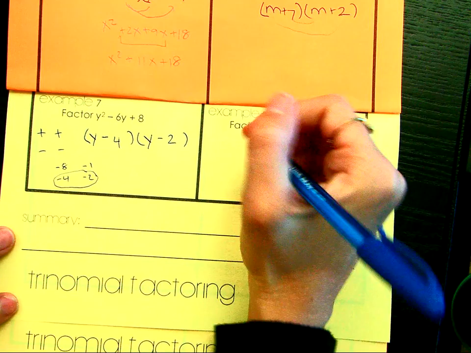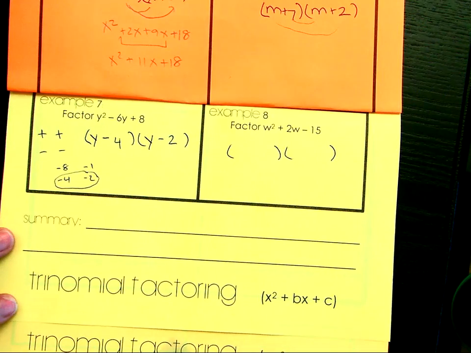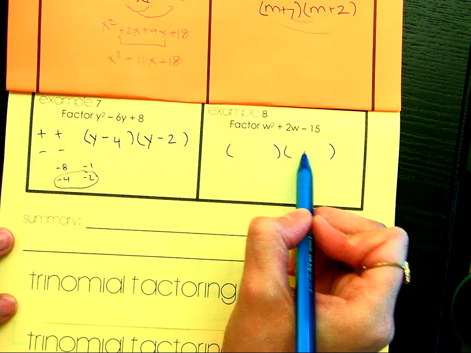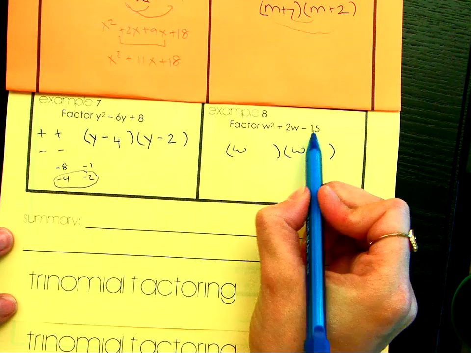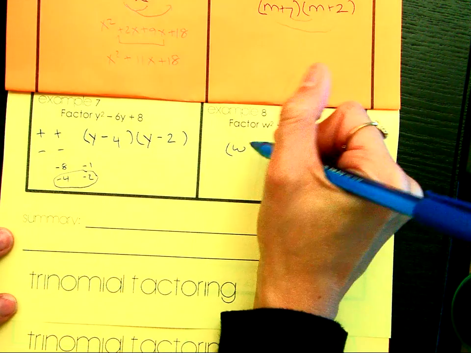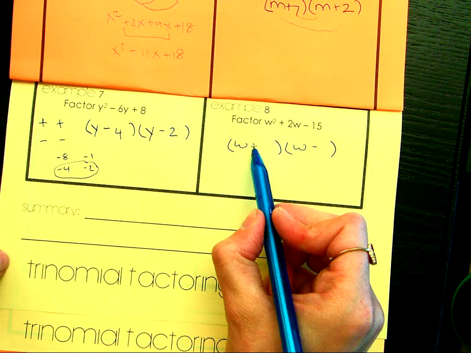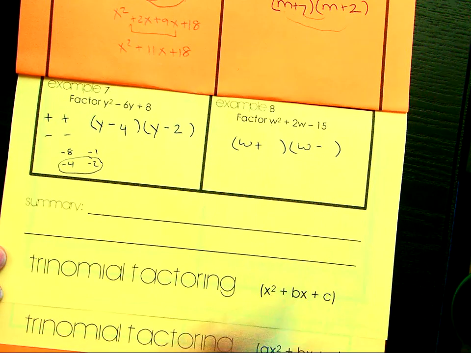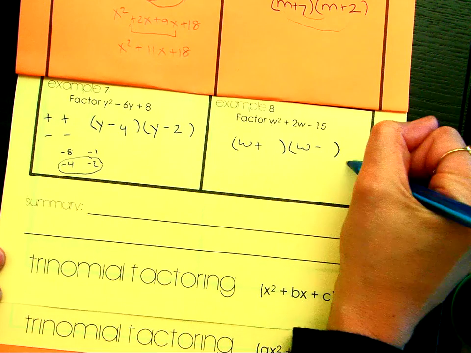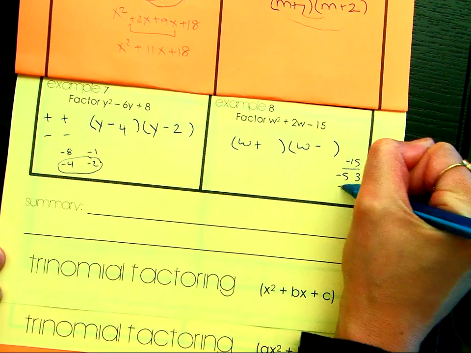Example 8, again, you're welcome to pause and then check. I'm going to write my trinomial as the product of two binomials. I know w times w is w squared. Now, when your last term is negative, your signs are going to be plus minus. The only way to get a negative is a positive times a negative. And in this case, if you wrote a minus then a plus, it would not matter, because the order of your multiplication doesn't matter. So for negative 15, it could be negative 5 times 3 or 5 times negative 3.